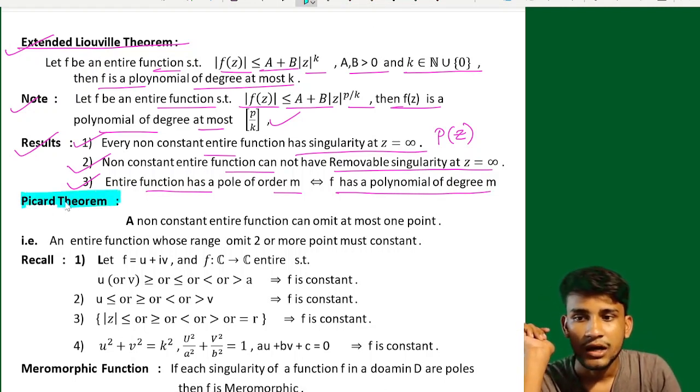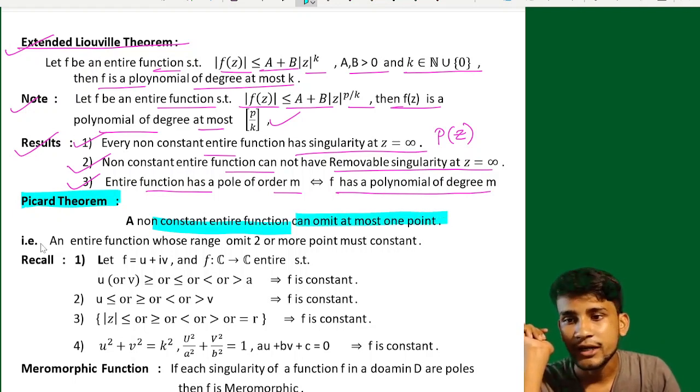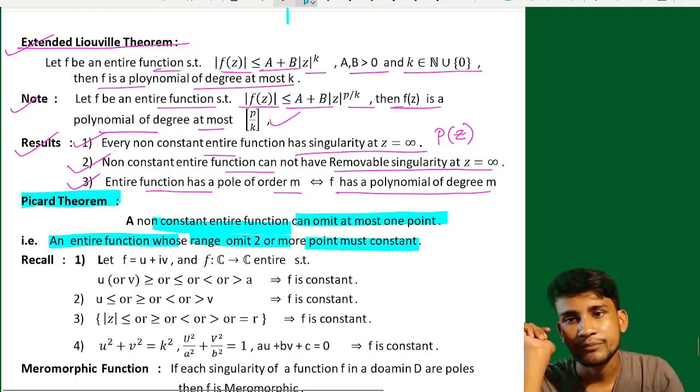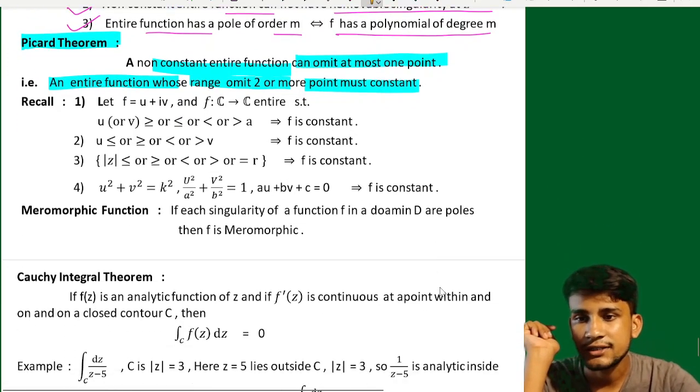Now it comes to Picard's theorem. A non-constant entire function can omit at most 1 point. That is, an entire function whose range omits 2 or more points must be constant. So this is the statement of Picard's theorem.